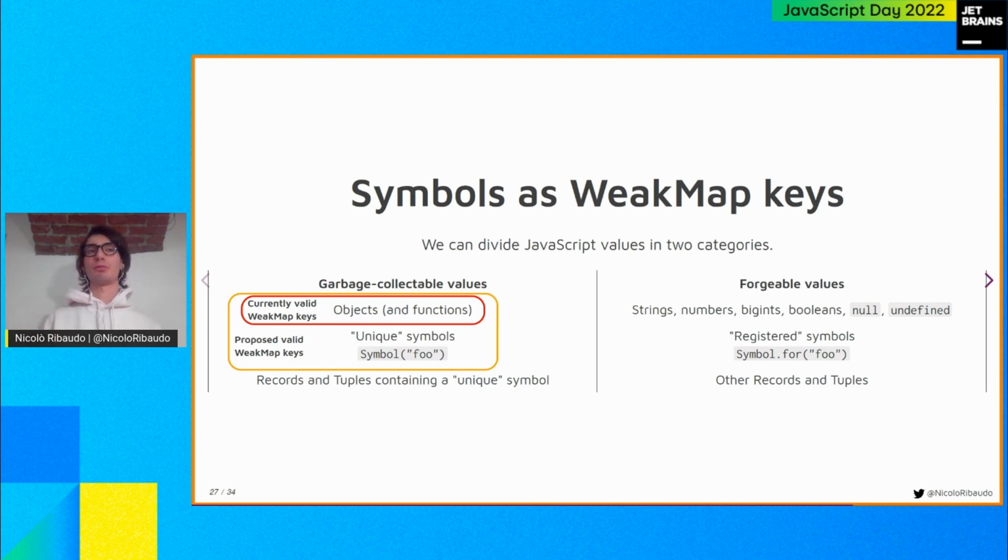You may wonder why we do not also allow records and tuples containing unique symbols in weak maps, and that's just because allowing them in weak maps is a complex feature to implement in JavaScript engines. So we are going by steps instead of doing all at the same time. It's possible that in the future, a separate proposal will propose allowing those records and tuples in weak maps.